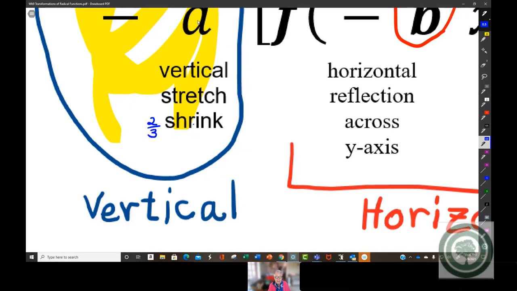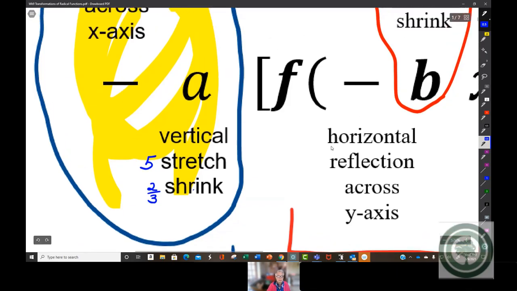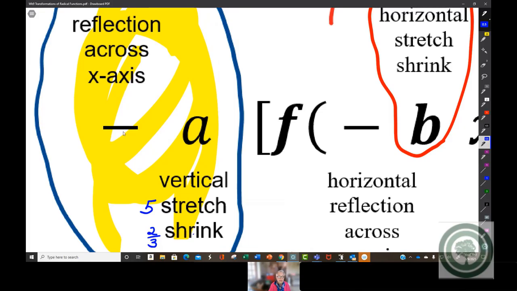On the other hand, if that A number is a whole number, all right, if it's an integer, but a positive integer, and that's important, because the negative sign is considered separately. So if this is a positive integer, the A part, like 5, then A is the vertical stretch. Meanwhile, this minus sign, something totally different, that's a reflection across the x-axis, which means upside down.